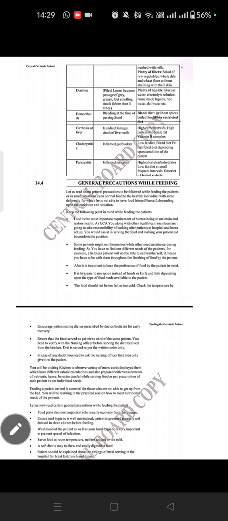The food served as per the menu card for each patient should be verified with the nursing officer or the dietitian before we give it. So in case of any doubt, we can ask the nursing officers. What are the general precautions we can take while feeding? Food plays the most important role in the recovery from disease. So hygiene should be well maintained.